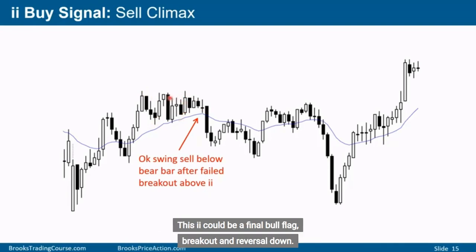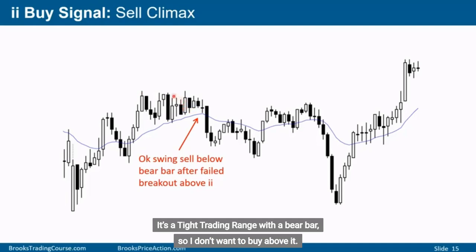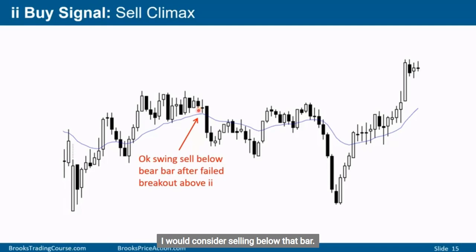This II could be a final bull flag, breakout, and reversal down. Not great math. I would not buy above the II. It's a tight trading range with a bear bar, so I don't want to buy above it. Plus, it's a third leg up, 1, 2, and 3. So we might be at the top of a wedge, creating a high of the day. But here we're getting a bear bar closing on or near its low. I would consider selling below that bar.